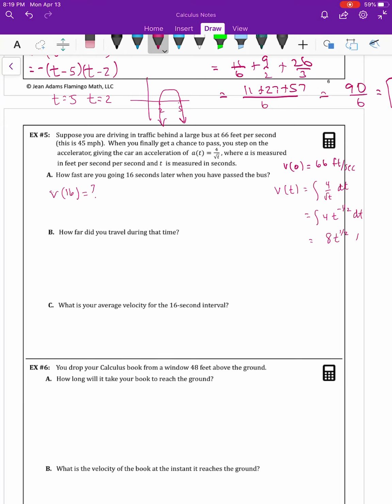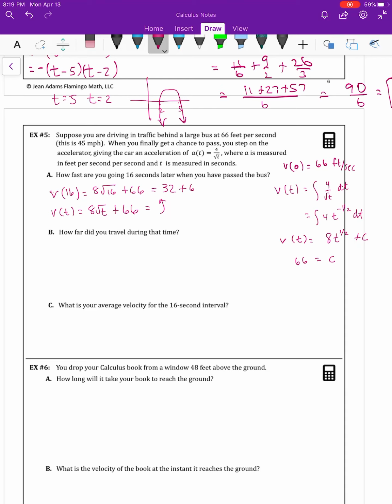So the integral of 4t^(-1/2) dt is going to be 8t^(1/2) plus c. And if this is our v of t, and we knew that our v of 0 is 66 when t is 0, that means by putting in 66 here and 0 for t, I get c equals 66. So my actual velocity equation is going to be 8 times the square root of t plus 66.